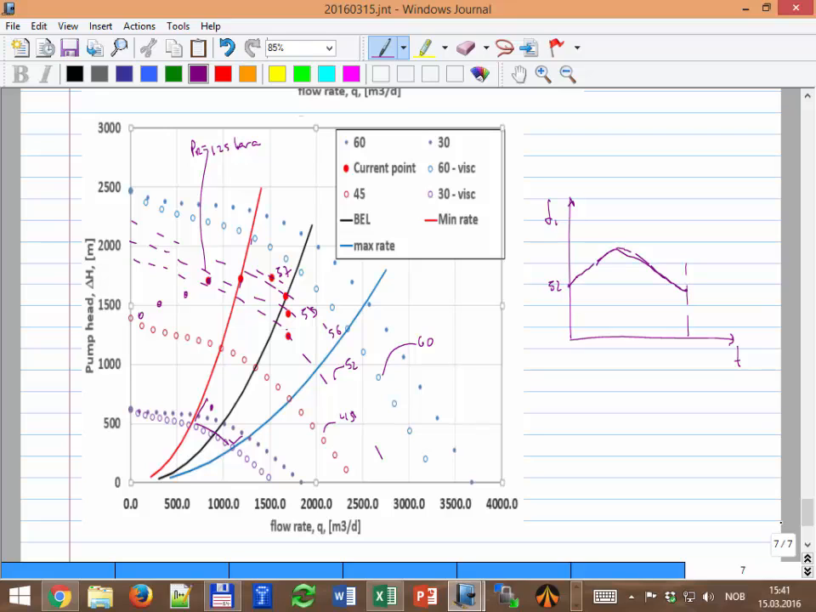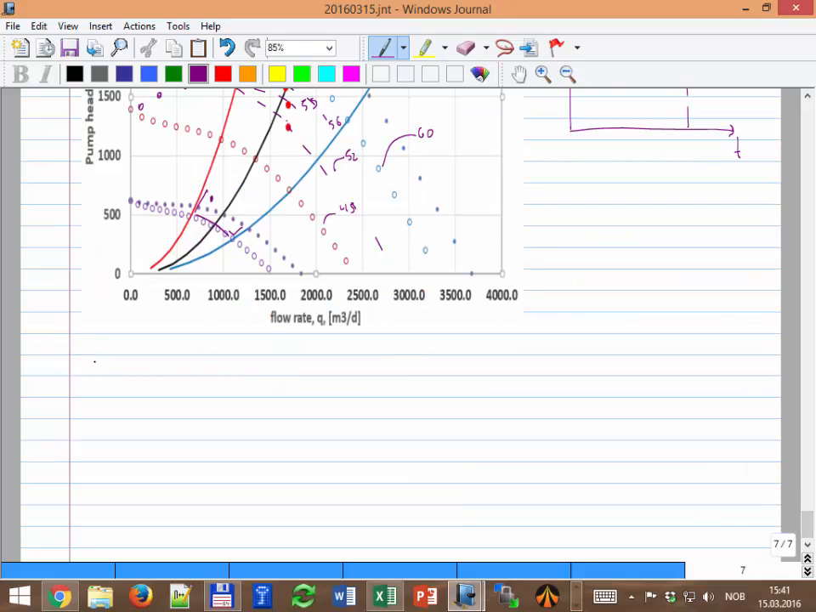Okay. So now the second approach is to include the pump model in my hydraulic calculator.